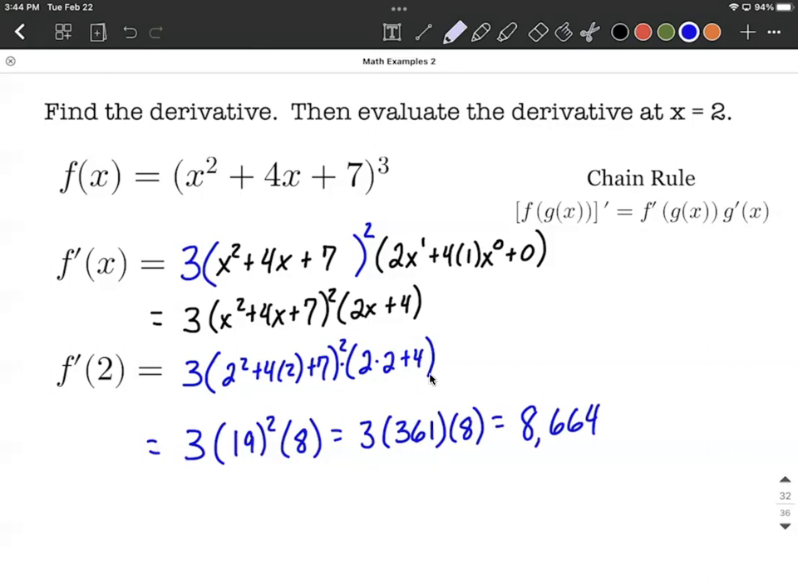Just remember, start with the outer function and apply the derivative rules for that first, and then keep the inner function the same. Then multiply by the derivative of the inner function. That's where the 2x plus 4 comes from.